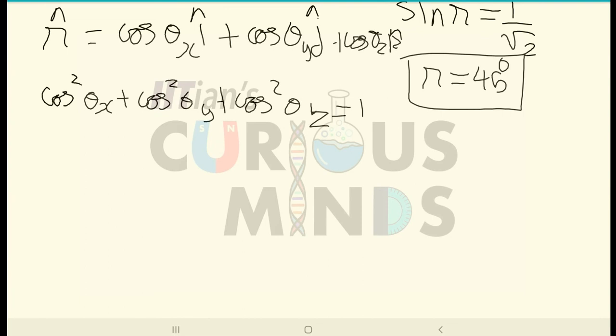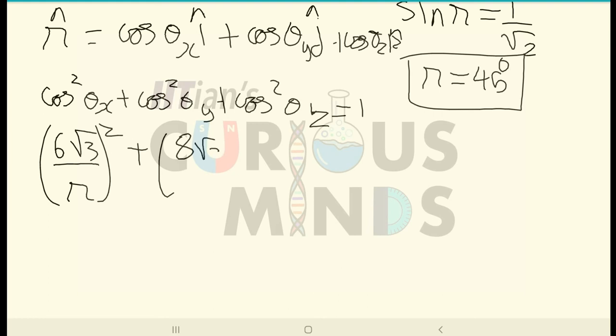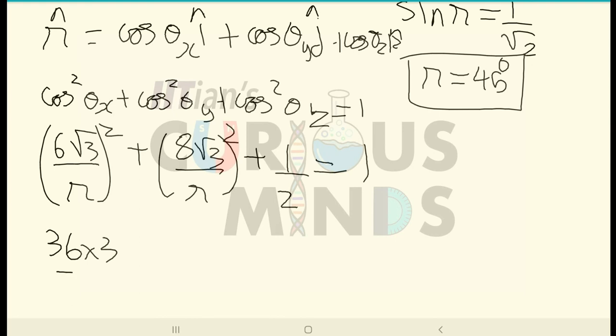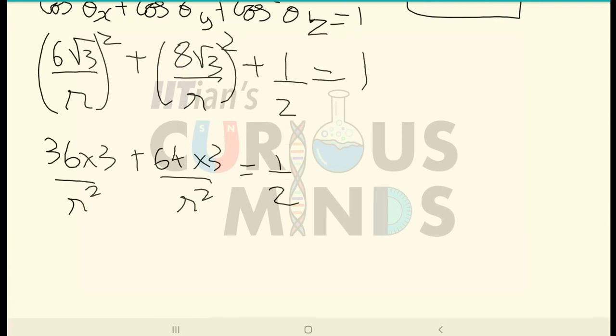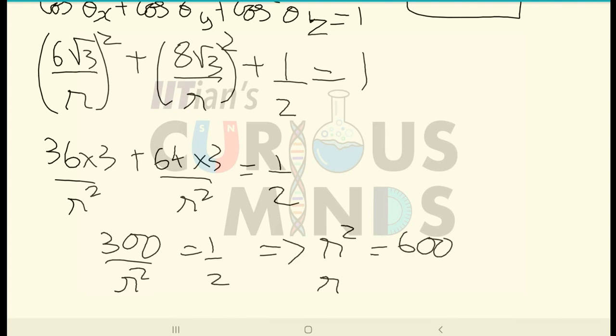So cos square theta x plus cos square theta y will be equal to (6 root 3 divided by r) the whole square, where r is the magnitude of the refracted ray, plus (8 root 3 divided by r) the whole square. Cos square theta z is already known, cos theta z is 1 by root 2, so its square is 1 by 2. So 36 into 3 divided by r square plus 64 into 3 divided by r square is equal to half. So 100 into 3, that is 300 divided by r square, is equal to half. So r square is 600, or r is 10 root 6.